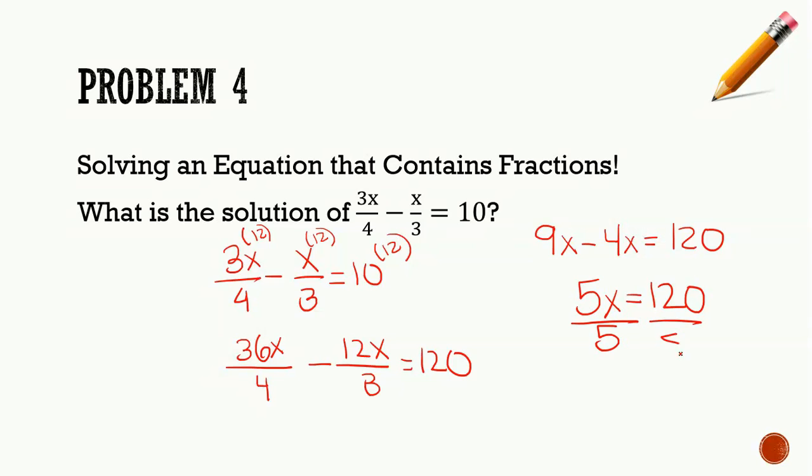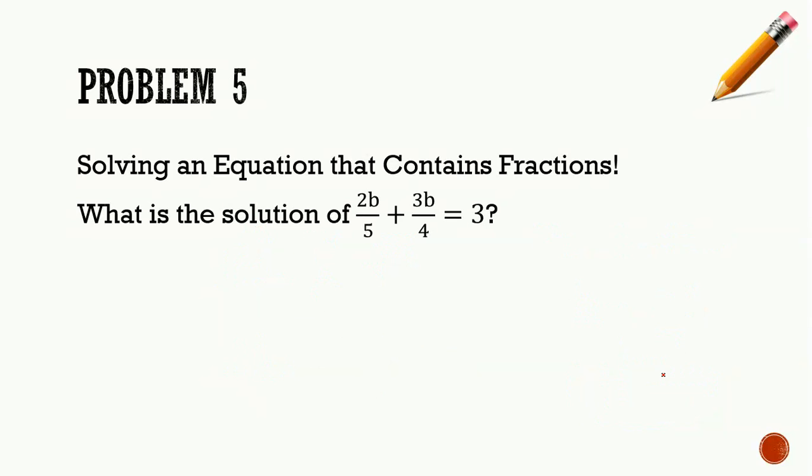Solve for x. I get 120 divided by 5 is 24, I think. Pretty sure. Let's check on the calculator. Yep, I'm right. 24. So what's really nice about this is you kind of get rid of those fractions, which are kind of scary to begin with.